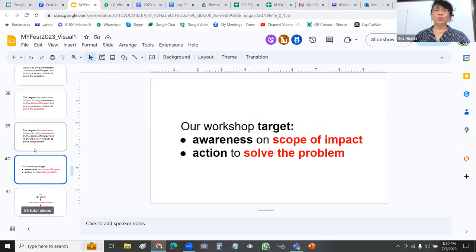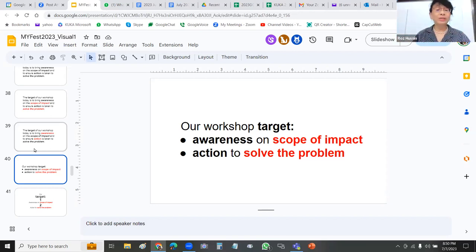But on slide 40, look what I've done. I've changed it and added more graphic methods. By using bullet points, I can have words line up on each other. The word awareness is sitting on top of the word action. The word scope of impact is sitting on top of the words solve the problem. So you start to get things that are shaped on the page as graphic objects being arranged in space, creating a hierarchy.